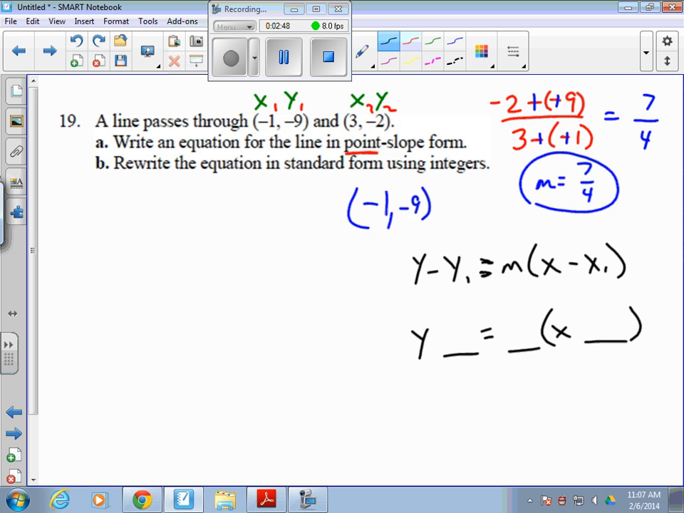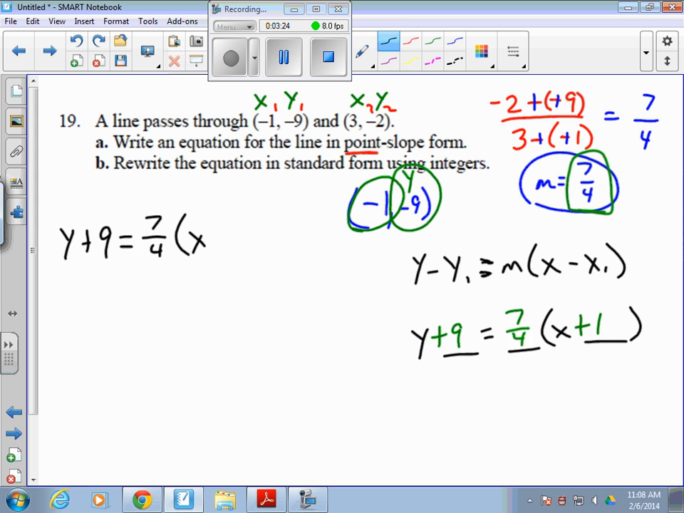Where it says y minus y sub 1, this is going to be our y sub 1 value right here. It says minus that. So since it's minus, it means you want the opposite of what you see there. We see -9, so we want to put in +9. Your m value looks just like it is. m is 7/4. So m goes there. And then again, x says x minus x sub 1. So you want the opposite of that -1, and it'll be +1. So your equation in point slope form is y plus 9 equals 7/4 times x plus 1, point slope form. That's the first part. That was A.